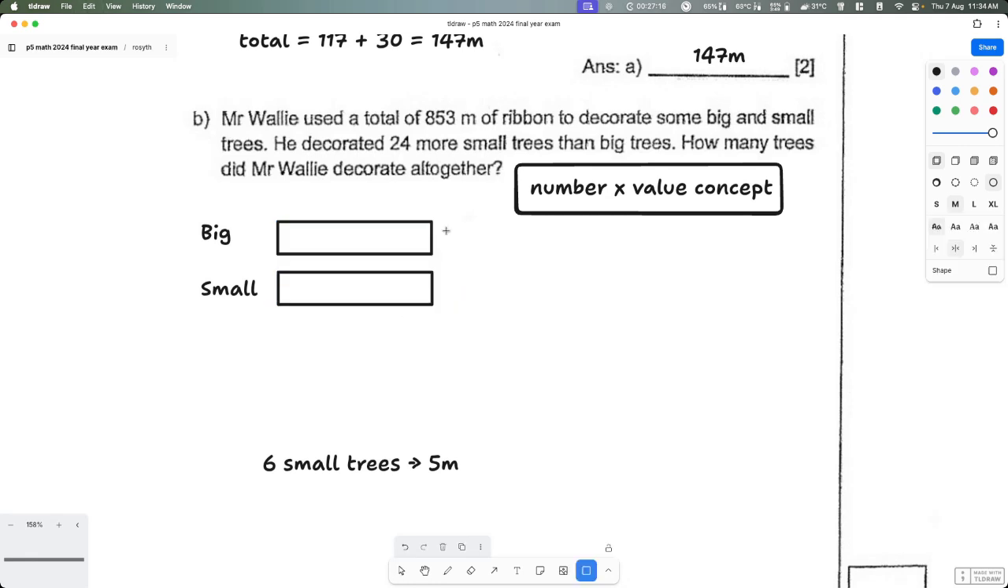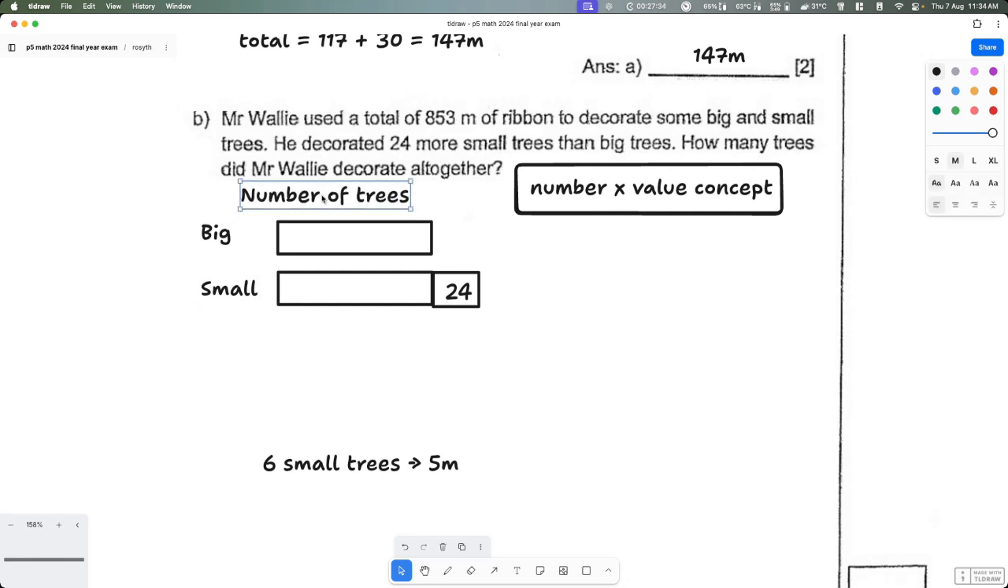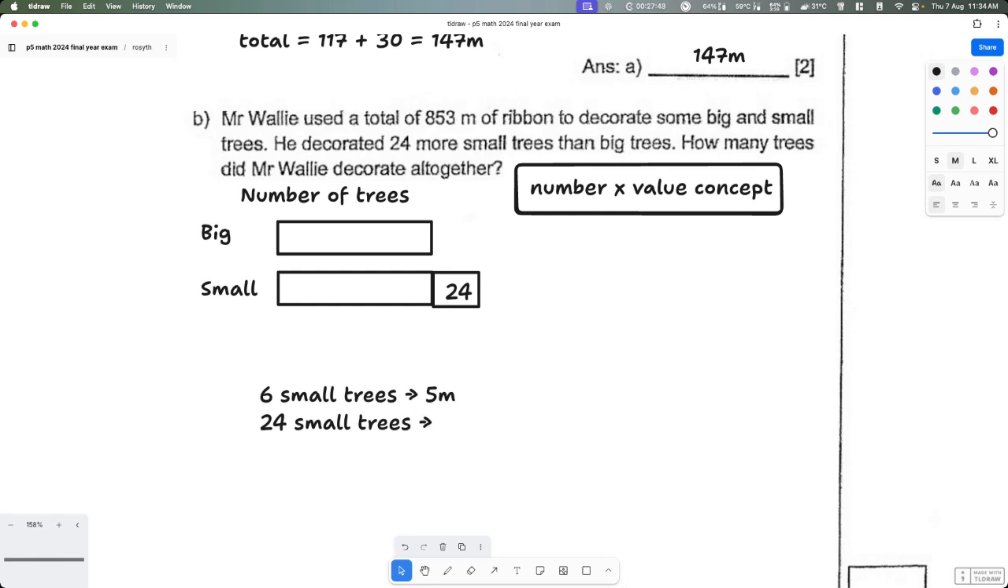And then the small one will look something like this. Then we have 24 more small trees over here, so I'll just write 24 here. In this case the big and small have an equal number of trees. Here, 6 more trees is equal to 5 meters. That means 24 small trees is 24 divided by 6 and then multiplied by 5. 24 divided by 6 is 4, times 5. This will give us 20.